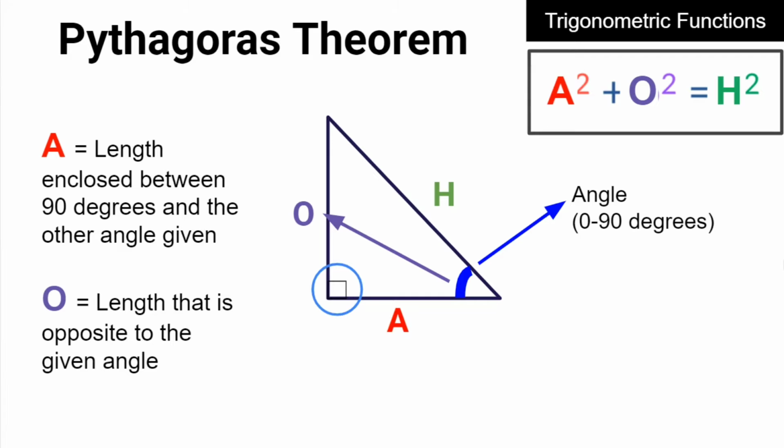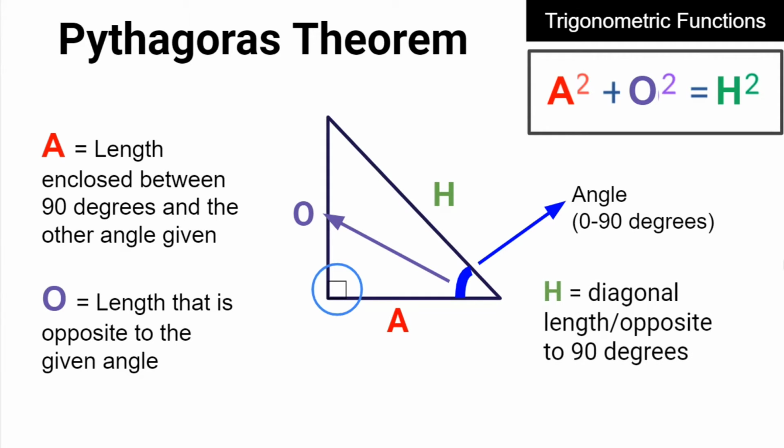And the hypotenuse is the same as it was for the basic Pythagoras formula, the C, the diagonal length opposite to the 90 degrees. So H remains the same. H is the diagonal length, but for A and O, you need to be very careful. The A is the length that is enclosed between 90 degrees and the other angle, and O is always going to be the length that is opposite to the given angle. Or we could also say that the length that is perpendicular to the 90 degrees, whichever you find convenient. Moving on.